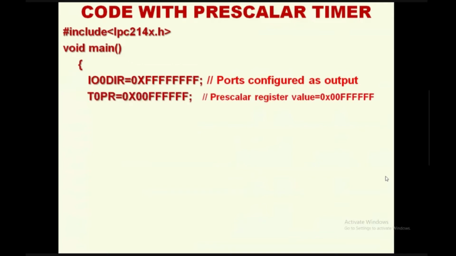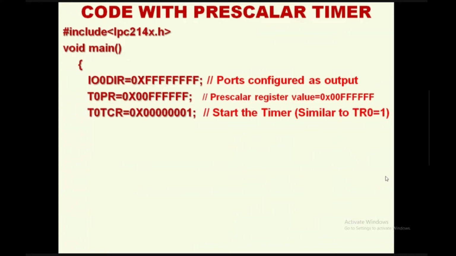Here the timer 0 prescaler register is used. The timer 0 prescaler register is loaded with the prescaler value of 6Fs, a prescaler value of 6F for our convenience. And the timer 0 timer control register is loaded with 1. If the timer control register is loaded with 1, it starts the timer count. It is similar to TR0 equal to 1 in the 8051 microcontroller, which will start the counter.